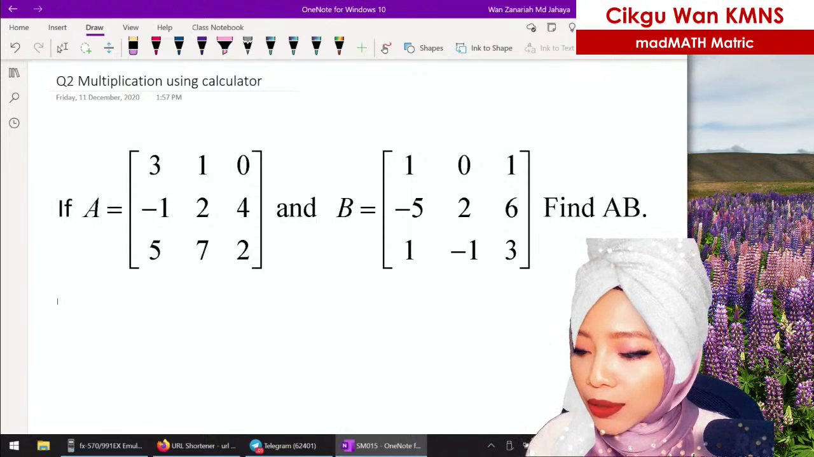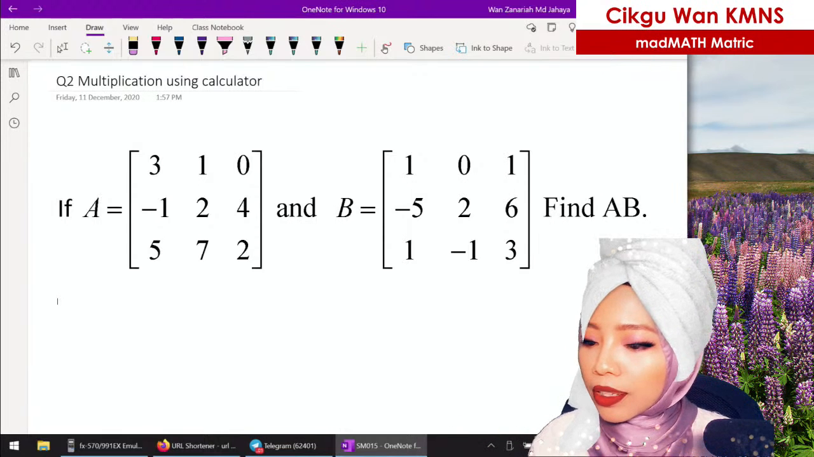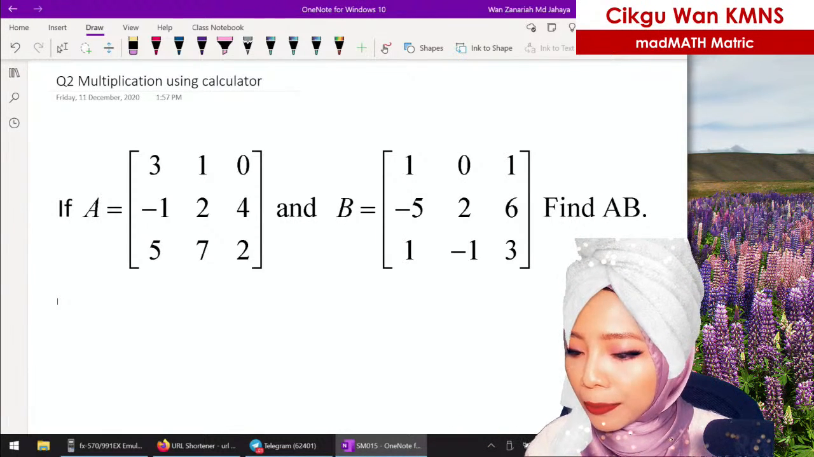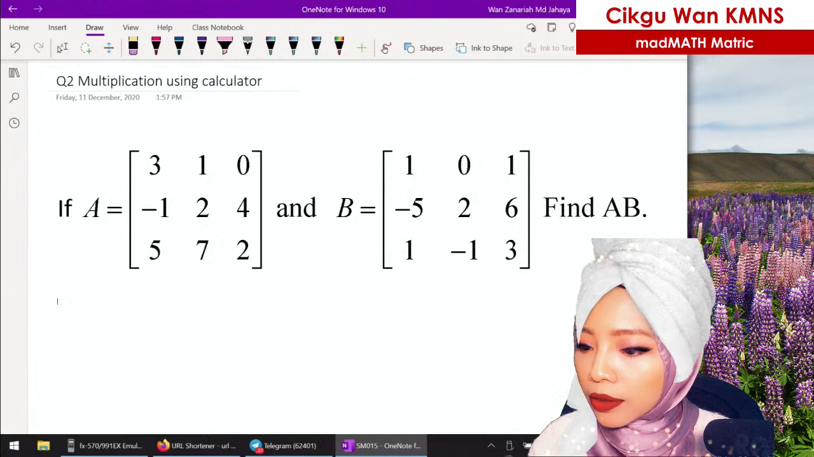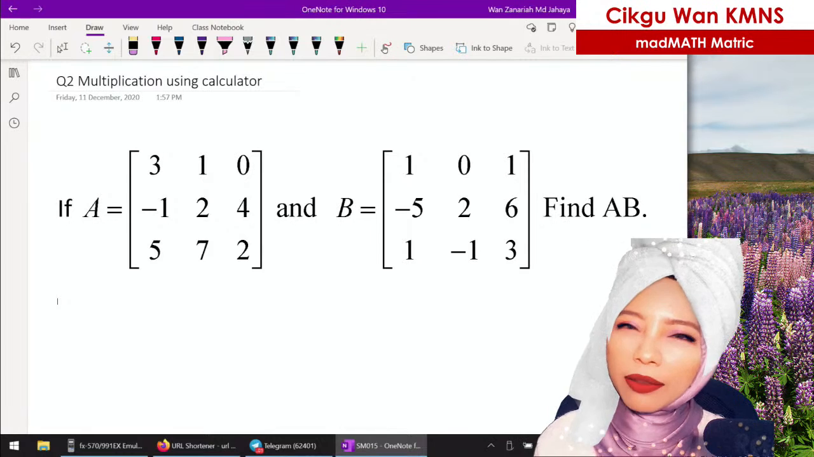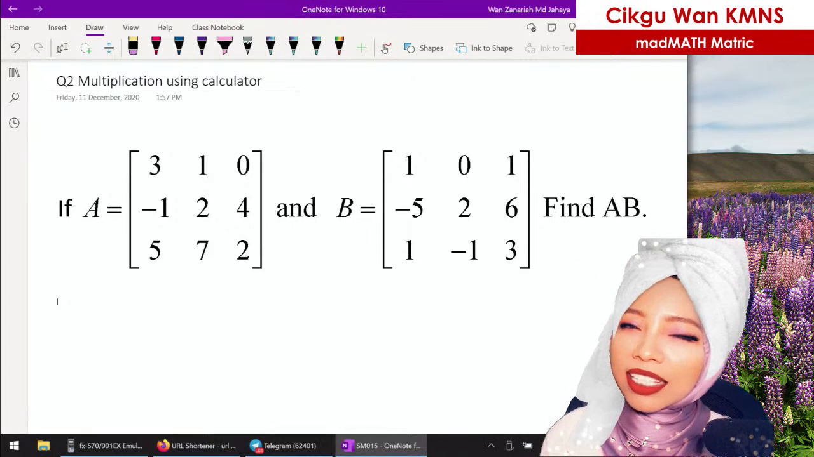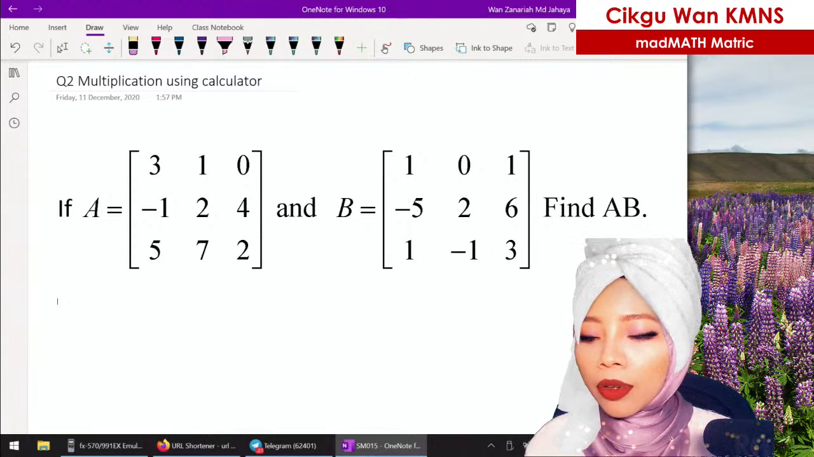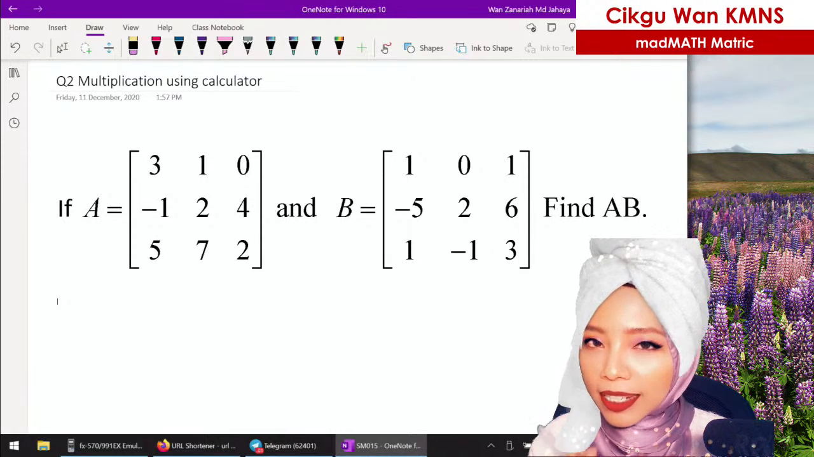So let's look at the screen. Alright. Okay, we're gonna discuss about 5 to 6 questions only. Santai-santai je Jumaat malam ni. But at the end of the day, you dapat something.